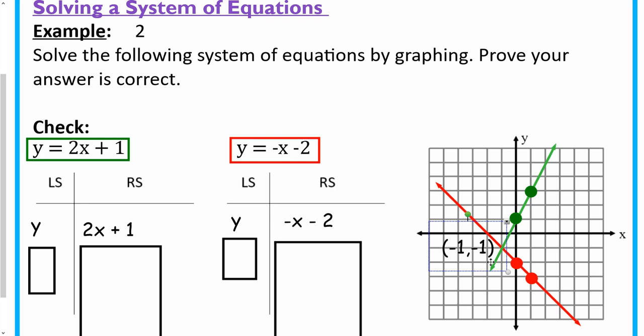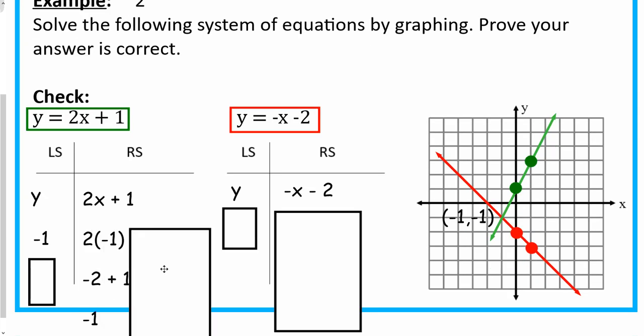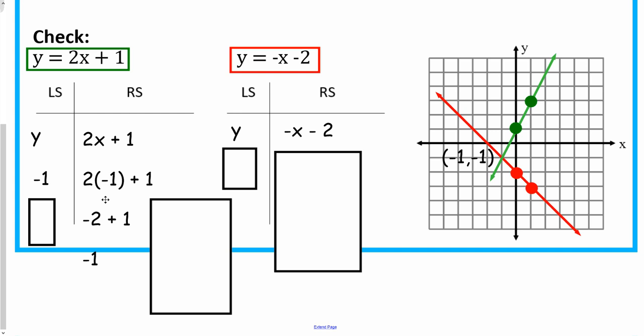Okay, so we want to see if we did this correctly, right? We want to see if this is in fact the point where these two lines intersect. So we're going to check to see if this point satisfies both of those equations with a right side, left side check. I have written my equation into the left side, right side t-chart. And our y, we think, is -1. So I'm going to plug that in. And then for my x, I'm going to check to see if -1 is going to make this true. Okay, so 2 times -1 is -2, plus 1 is -1, and they are equal to each other.